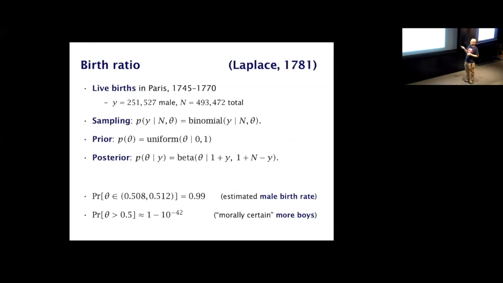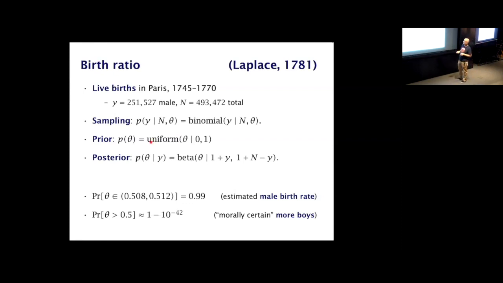Then we have a prior, and Laplace just started with a uniform prior. He said, I have no idea what the ratio of boys and girls is. Usually when we're doing science, we could use a better prior than that, right? Laplace was not completely ignorant about the ratio of boys and girls. He knew it wasn't 99 to 1. He knew it wasn't 1 to 99. He was really just uncertain about whether it was maybe 55 to 45, but it wasn't super extreme.